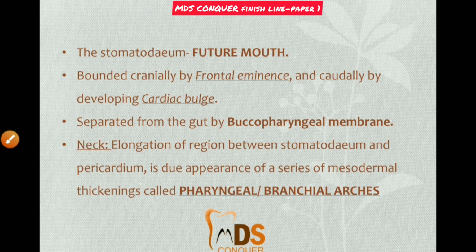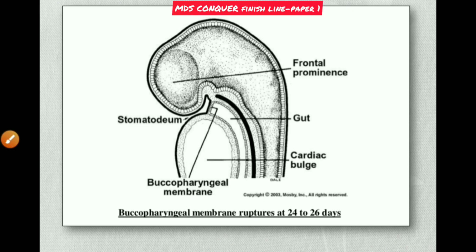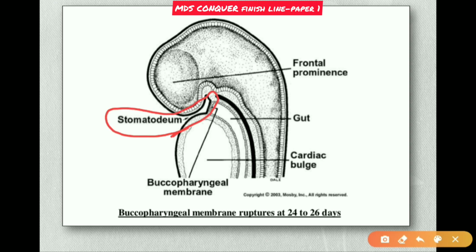So you can see here, this is the stomatodeum, and this is the frontal prominence which leads to the head, and the buccopharyngeal membrane. This is the gut and the cardiac bulge, which is the future cardiovascular system. And this buccopharyngeal membrane ruptures at 24 to 26 days.